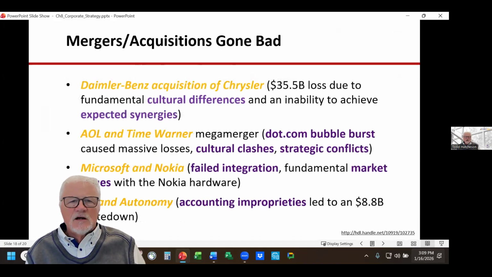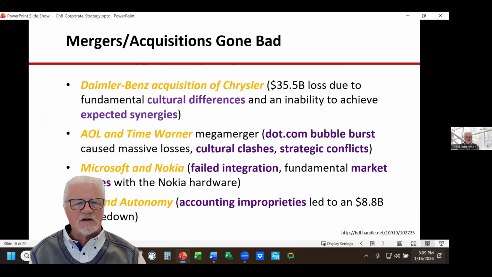Here are some examples. Daimler-Benz's acquisition of Chrysler, a 35 plus billion-dollar loss, basically cultural differences and the inability to achieve synergies. AOL and Time Warner, mega, the dot-com bubble burst, massive losses there, cultural clashes, strategic conflicts. Microsoft and Nokia, they tried to merge at one time, failed integration, fundamental market issues with Nokia hardware. And then HP and Autonomy, accounting improprieties led to an almost $9 billion write-down. So it doesn't always work. It's a good idea to think about, and it's a better idea to execute better.